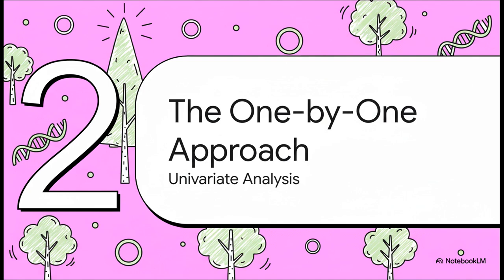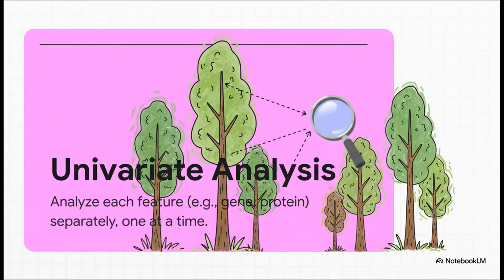All right, let's start with our first lens. This is the one-by-one approach. It's often the very first tool that researchers reach for, and its formal name is univariate analysis. So what does univariate even mean? Well, it's actually pretty simple when you break it down. Uni means one, right? And variate means variable. So you're literally just analyzing one variable, in our world, one gene at a time. It's a very focused, methodical way to start sifting through everything.